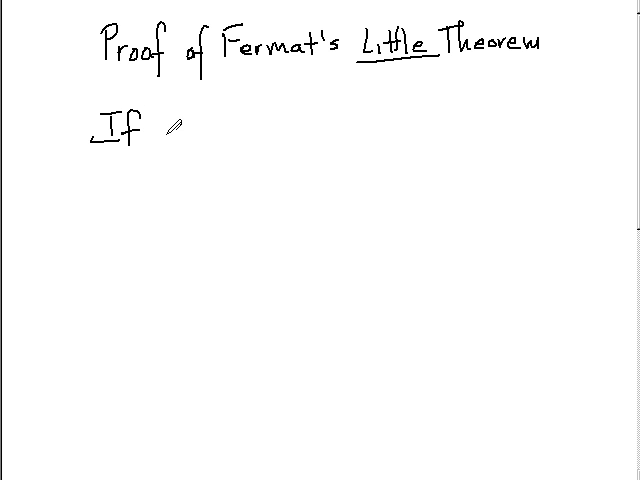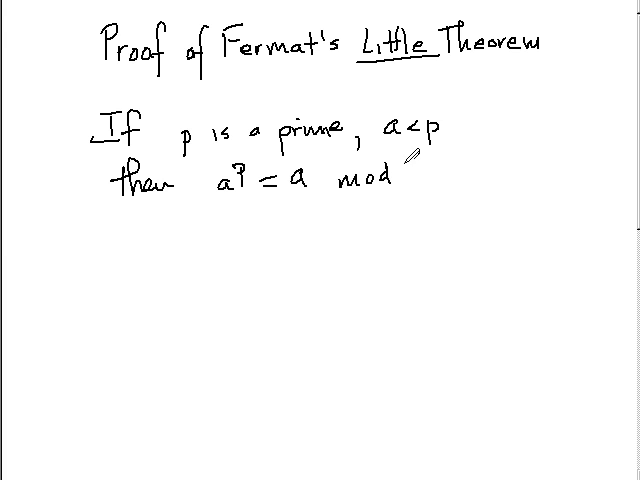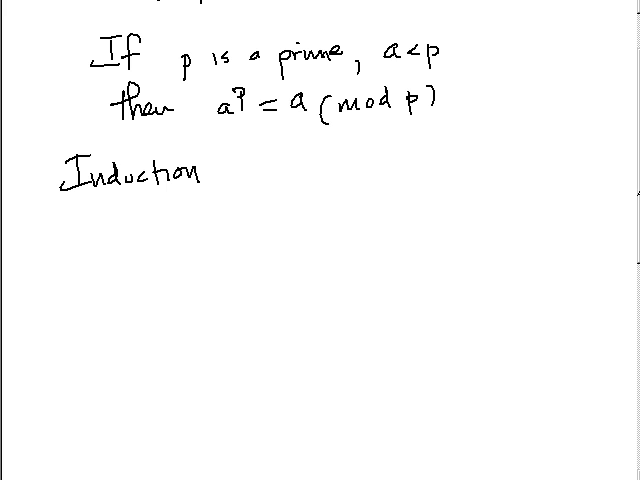So what I want to do is show, if p is a prime and a is less than p, then a to the power p equals a mod p. Okay, so this is just an induction. Actually, this part holds true for any two numbers here, so I'll get back to that.